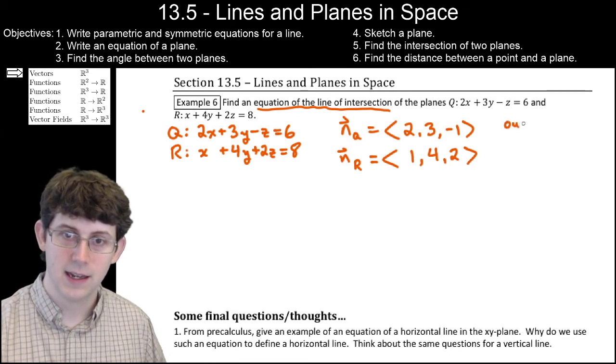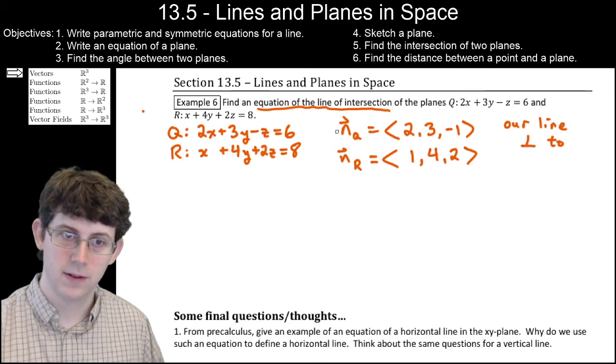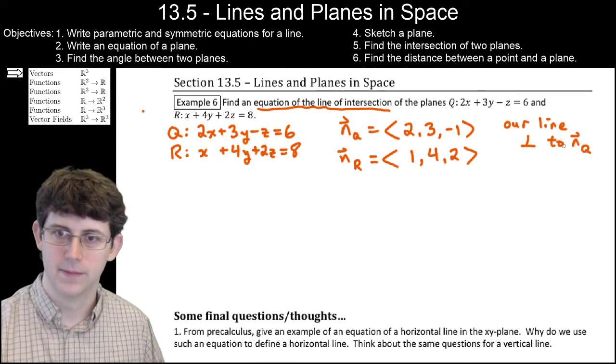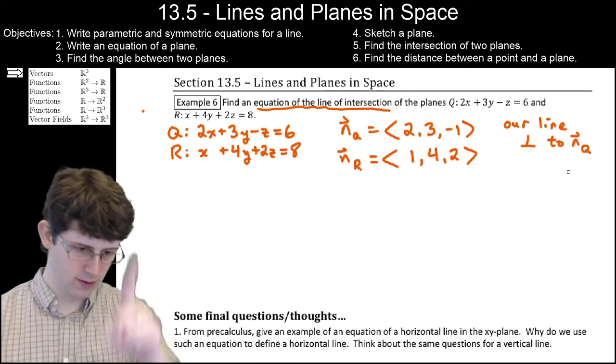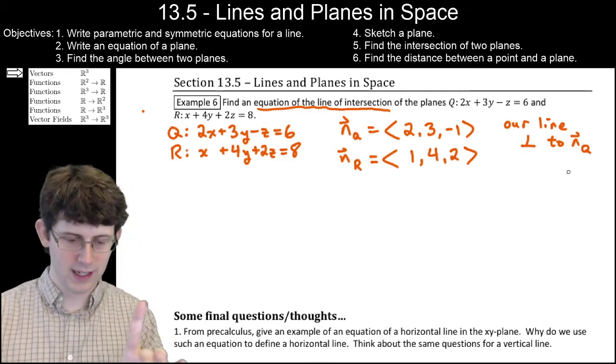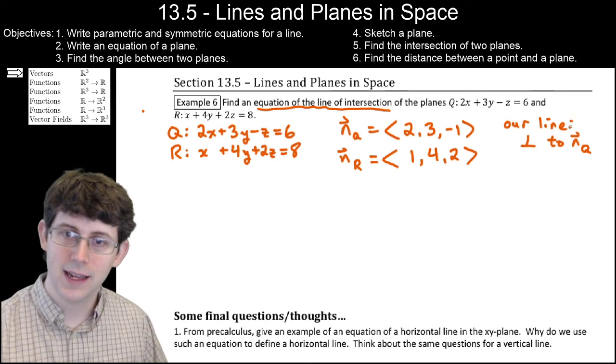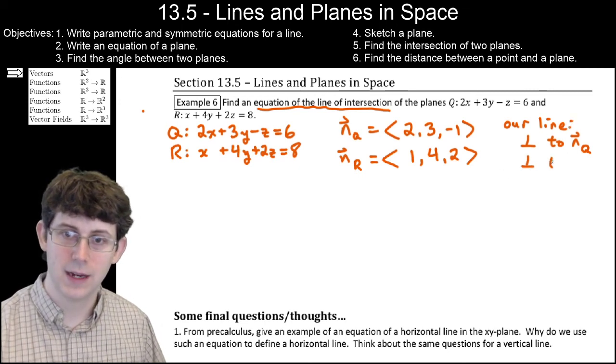So our line has to be perpendicular to NQ, because NQ is normal to the plane. So we're looking for something that's in the plane, so it would be perpendicular to NQ. And our line would also be perpendicular to NR.